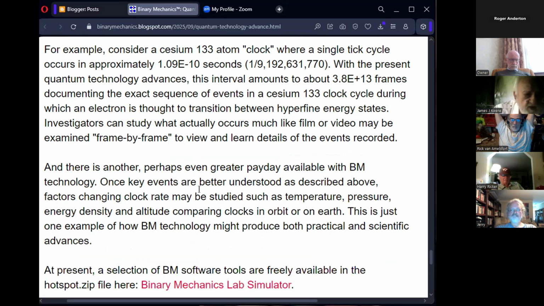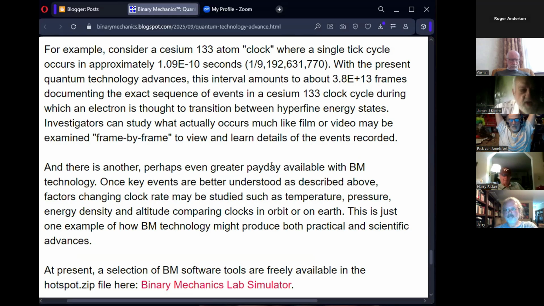Okay, and there's another, perhaps even greater payday available. Once key events are better understood, as described above here, factors changing clock rate may be studied. You know, we talk about GPS and the clocks are slower up in orbit than they are on the Earth, and all of this stuff, such as factors which might change clock rates, such as temperature, pressure, energy density, and altitude, comparing clocks in orbit or on Earth. This is the big payday.